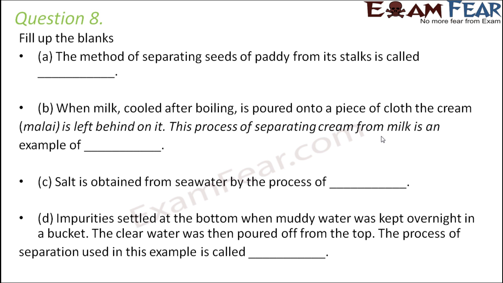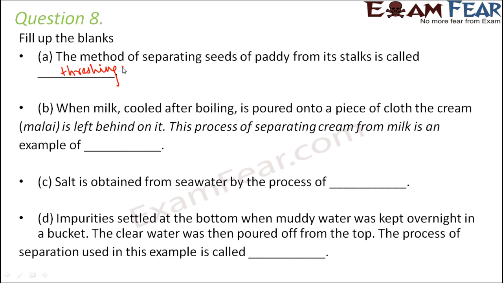Fill in the blanks. The method of separating seeds of paddy from its stalks is called... so how do we separate seeds from stalks? That is done by threshing. That is beating the grains with the flail. So what happens is the seeds tend to get separated from their stalks.